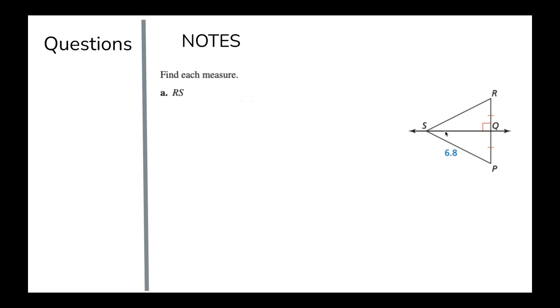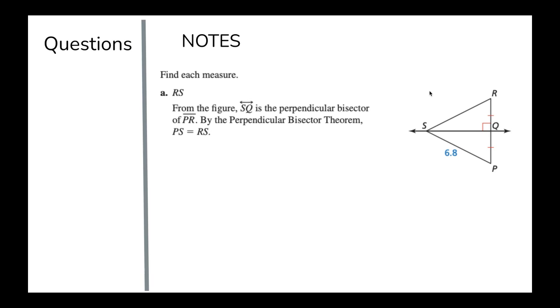If we have a perpendicular bisector, we know that the distance from S to P is the same distance as S to R. So with that in mind, that means that we know the length of SR, or RS, is equal to the length of P to S. So 6.8 for both.